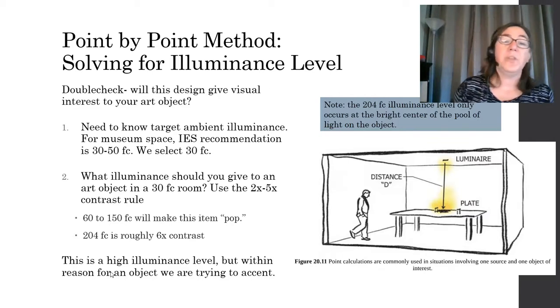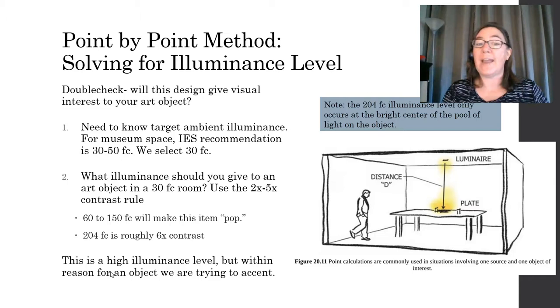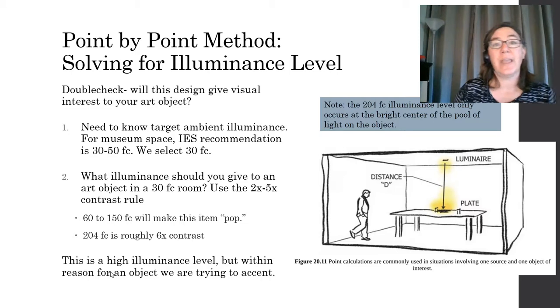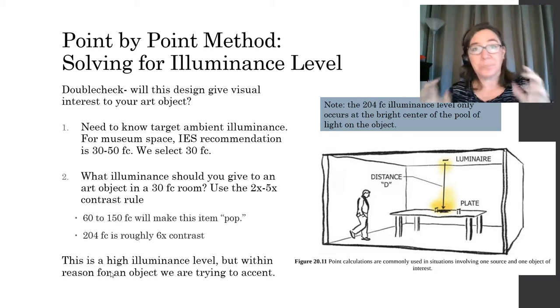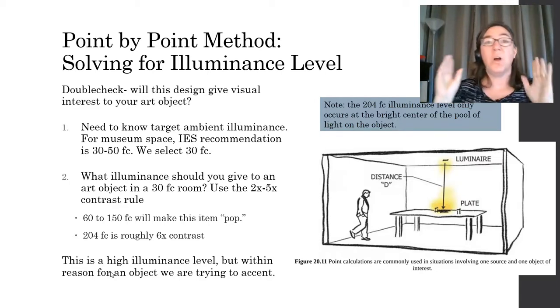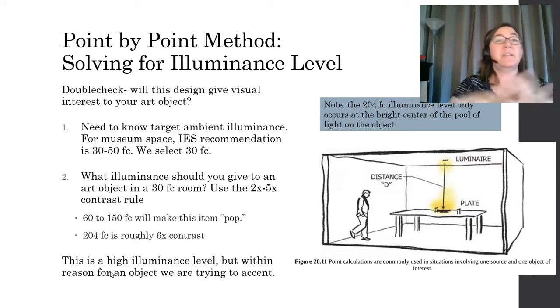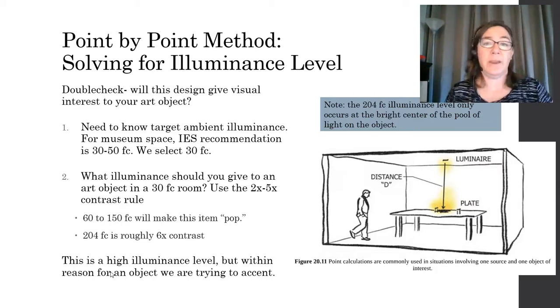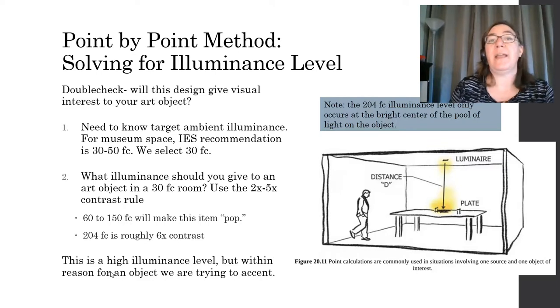204 was what we were providing. That's actually about 6 times contrast to our 30-foot candle room, and it's a little high. It's within reason. It's not going to totally glare out your observer, but it's on the high end. One thing I really want you to note, that 204 illuminance level is only right in the bright center beam of your luminaire, the center of the pool of light on that object. It's not going to be for the whole rest of the room.